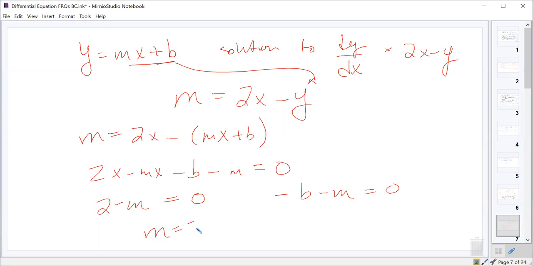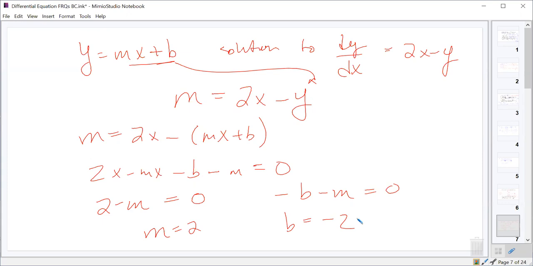So we end up with m equals 2 and b equals, if m is 2, that should be b is negative 2. So it should be that simple. It's not as bad as it sounds, or as bad as you made it out to be, probably. Hopefully you saw that that was the way to do that.